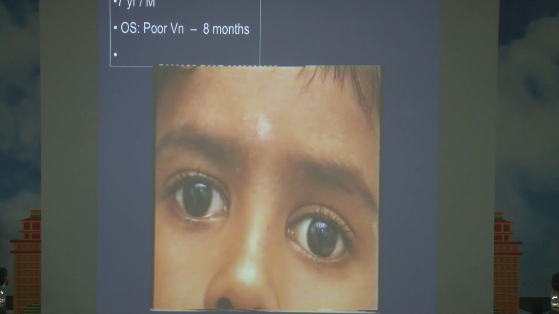So that's the importance of knowing how to make sure that we examine a nystagmus and rule out serious neurological conditions.